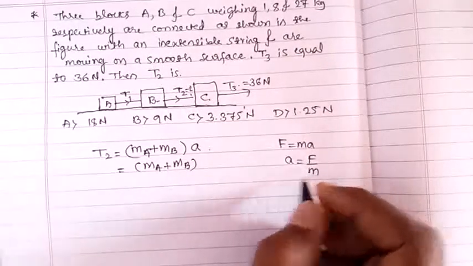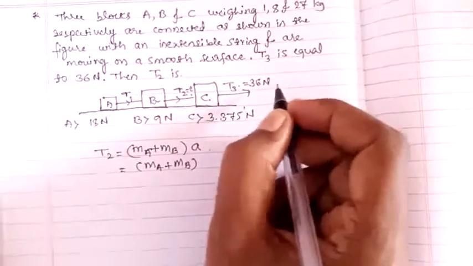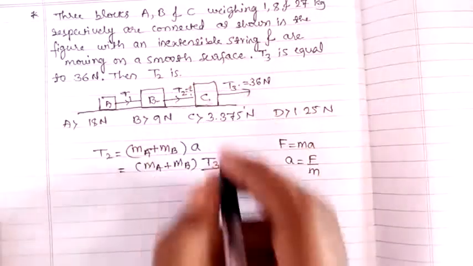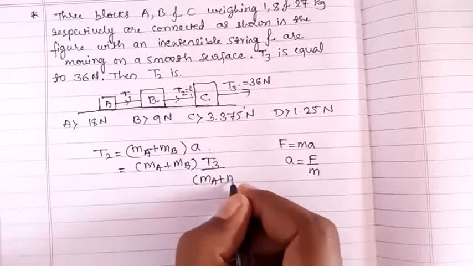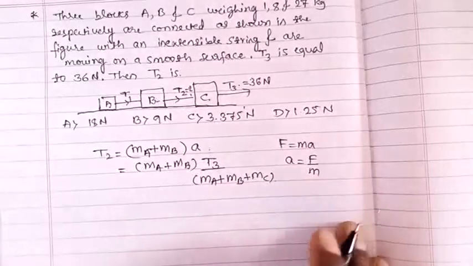Then what is F here? It is the total force acting on the system. So here, what is the total force acting on the system? That is T3, divided by the total mass of the system. What is the total mass of the system? Ma plus mb plus mc. That gives the total mass of the system.